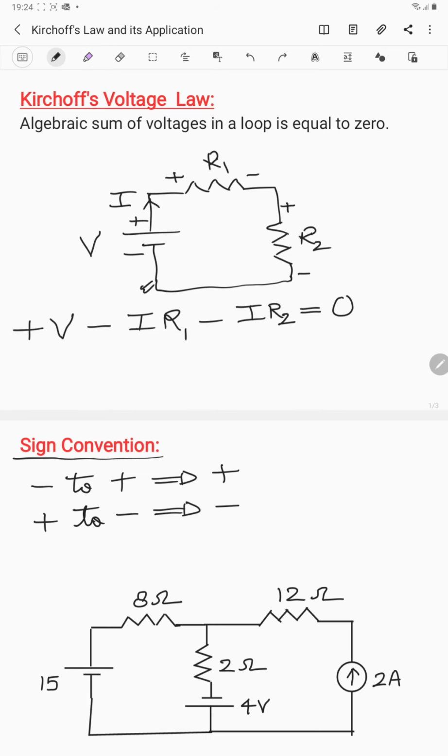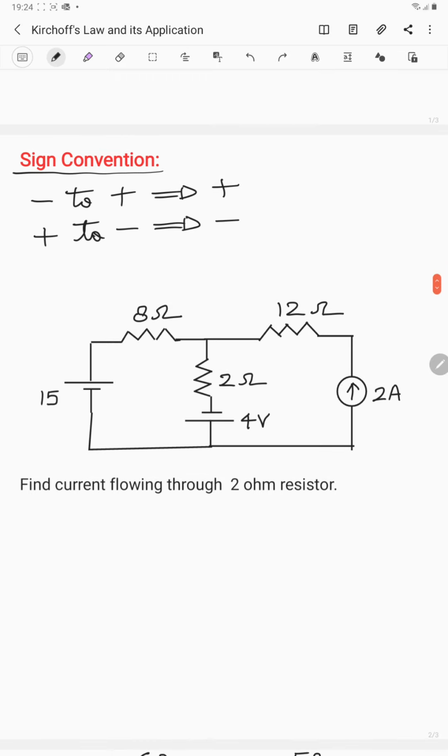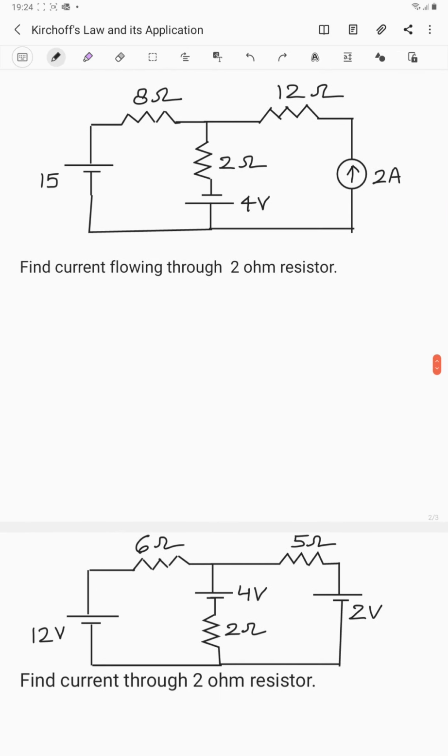Solving a circuit means to find out the current through any particular branch. So just consider this question. In this question, we have to find out the current through a 2 ohm resistor. So to find the current through the 2 ohm resistor, what do we need to do? Here we have one voltage source of value 15 volt, another voltage source of 4 volt, and a current source of 2 ampere.